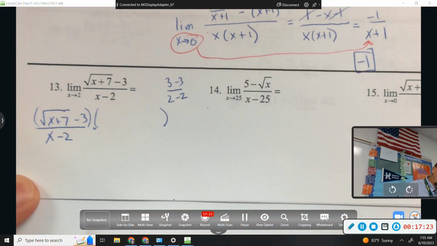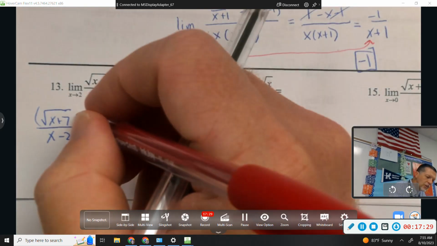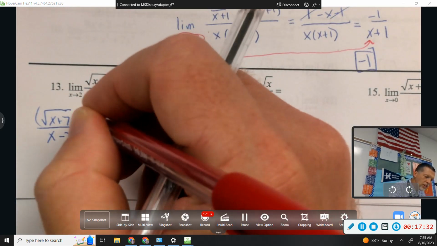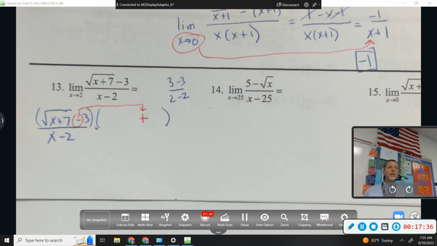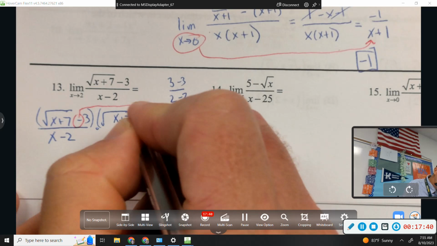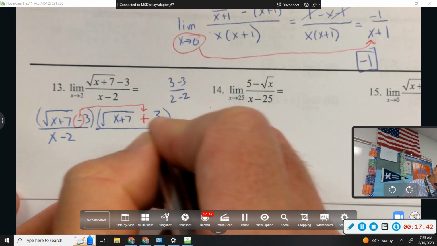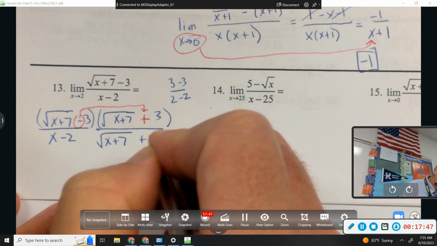When I say the conjugate, do you remember what that means? Yeah, change the sign. And be careful, don't change the sign under the square root. Just change the main sign there. So that's what a conjugate is. So the square root of x plus 7 plus 3 over the square root of x plus 7 plus 3.